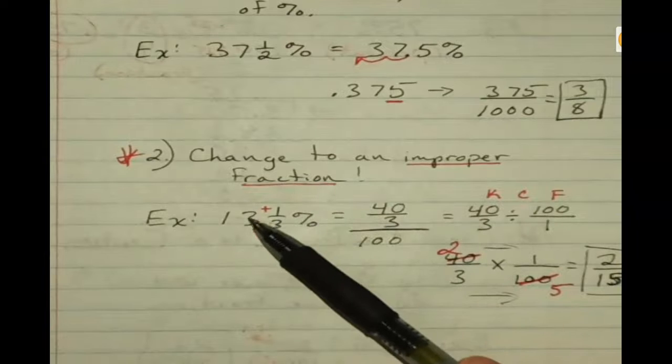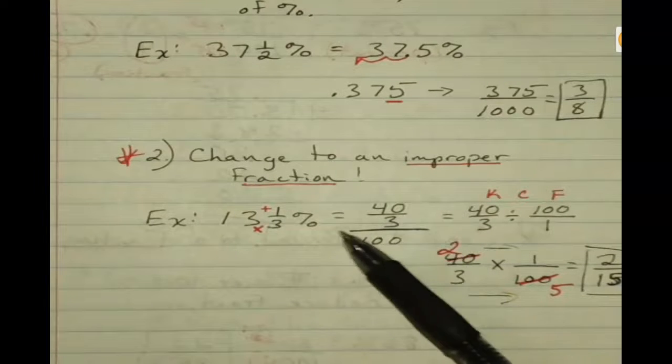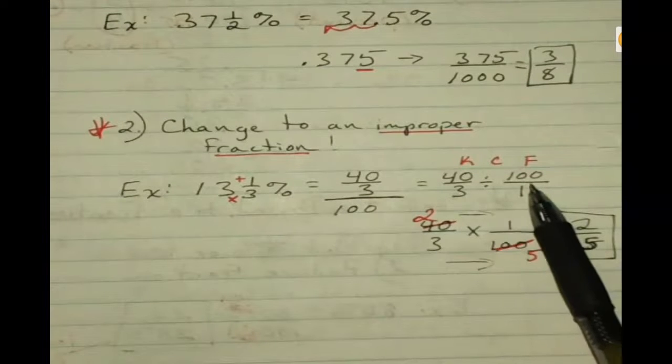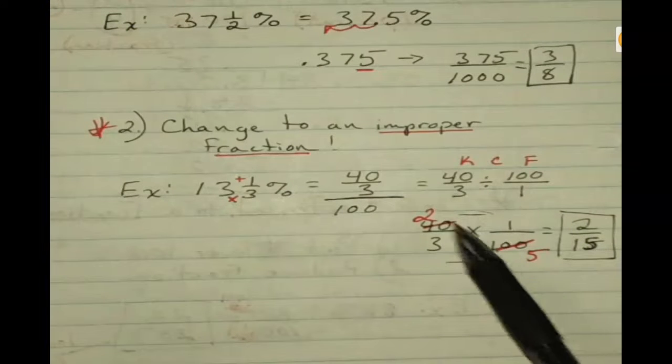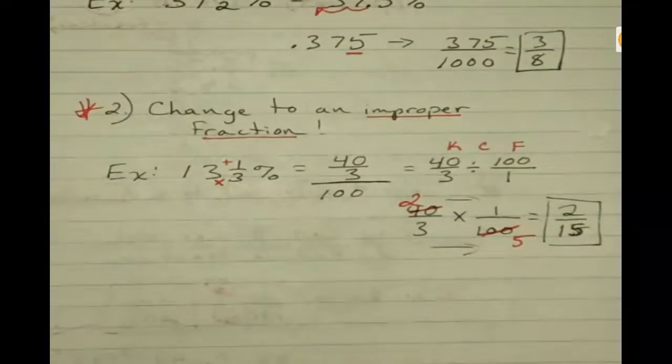Or you can change to an improper fraction. 13 times 3 plus 1, 40 over 3, put it over 100. 40 over 3 divided by 100 over 1. Cancellation, multiply across, there you go. Okay.